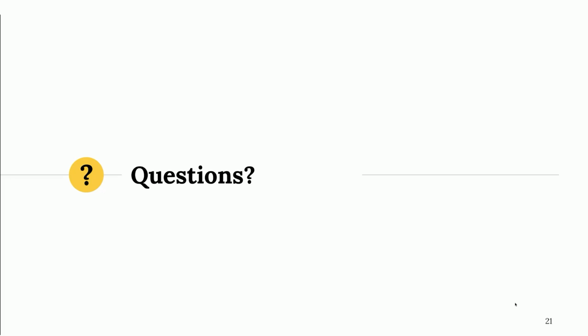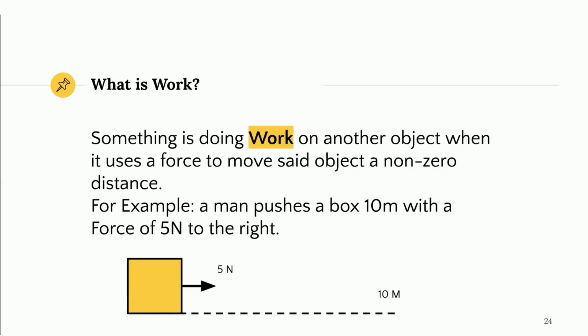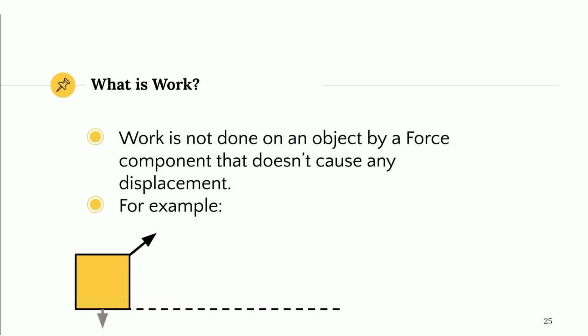Okay, let's move on. Section 2, work and energy. Work. What is work? Something is doing work on another object when it uses a force to move said object a non-zero distance. For example, a man pushes a box 10 meters with a force of 5 newtons to the right. So here in the bottom we have a box. With 5 newtons of force, it pushes 10 meters.